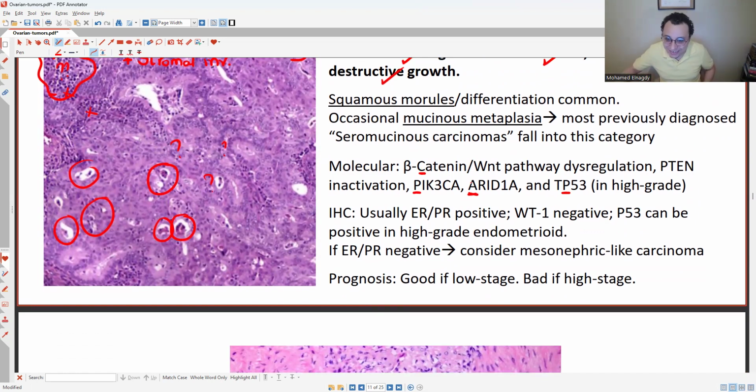Remember APPC: A stands for ARID1A, P stands for P53 and PIK3CA, and then the C stands for catenin, beta-catenin. So APPC, these are the classic molecular mutations in the endometroid.